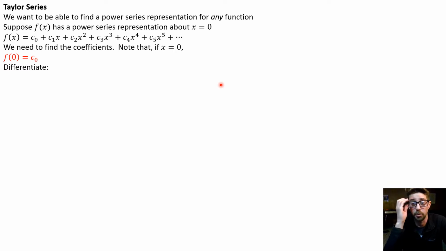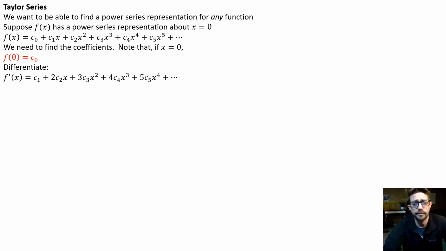And then here's the clever part. We're going to take the derivative of both sides of this equation. The derivative of this side is just f prime. Think about the derivative of this side. It's c1 plus 2c2 times x plus 3c3 times x squared plus 4c4 times x cubed plus 5c5 times x fourth. So we're just going to use the power rule on that side. Okay, so that's all that is. We don't know what c1, c2, c3, etc. are, but we certainly know how to take the derivative of a polynomial.